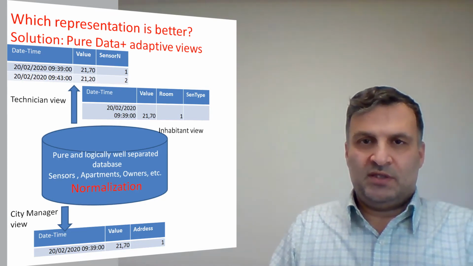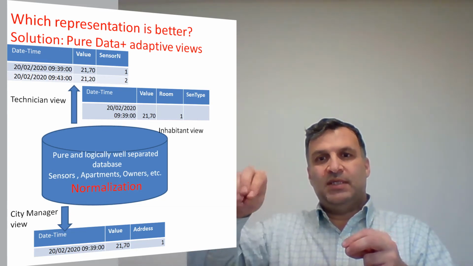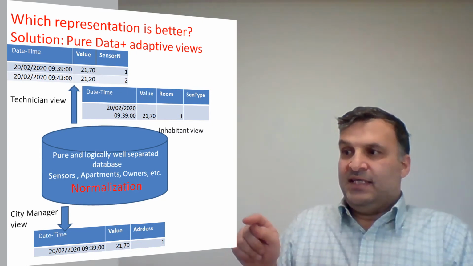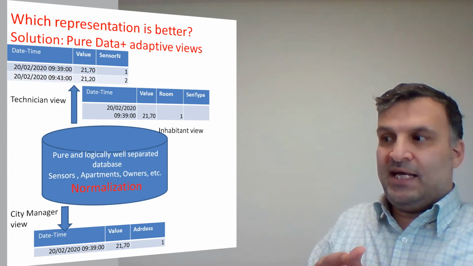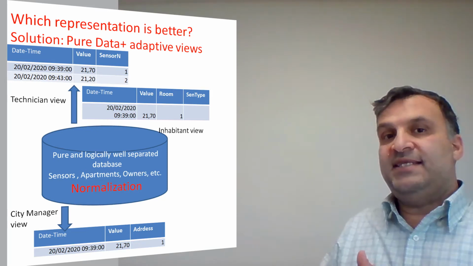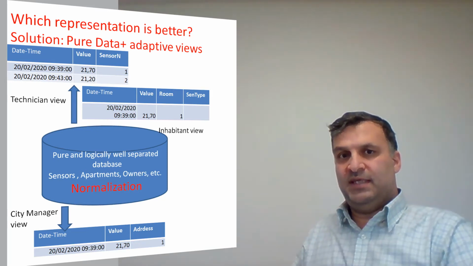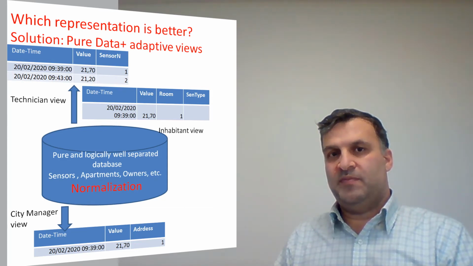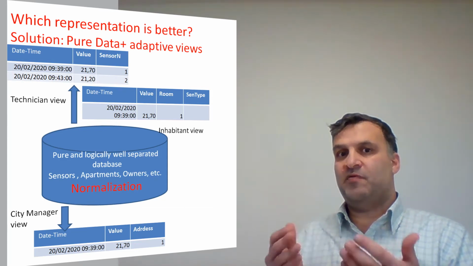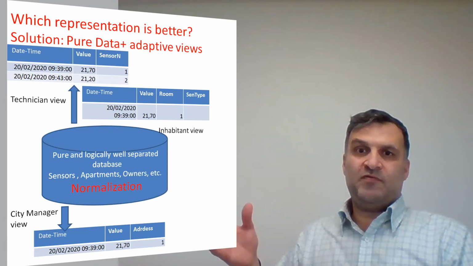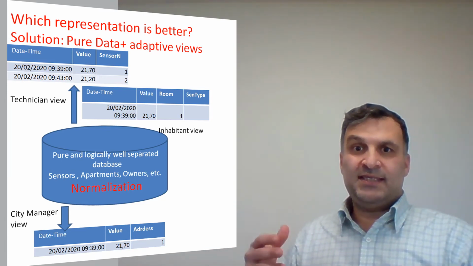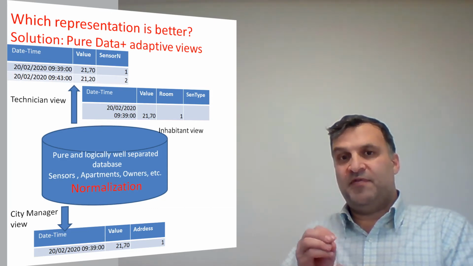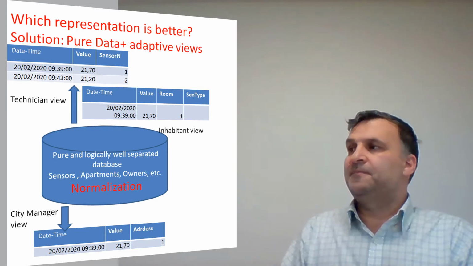For example, the city manager needs to know the temperature in this part of the city. For this reason, he needs, for example, the date, time, the value, and the address. The number of the rooms is not important for him. The height of the sensor in the room is not important for him. The number of the sensor is not important for him. The inhabitant, for example, is interested in the temperature in the rooms. He is not interested in the number of the sensors in the rooms.